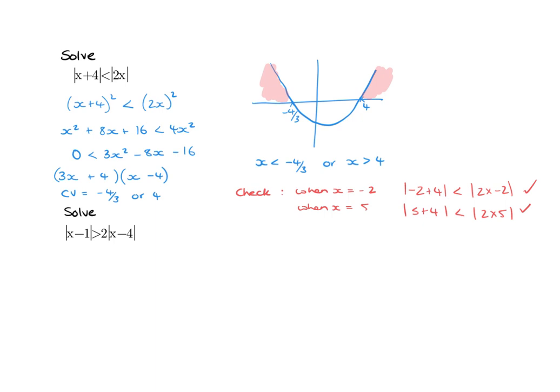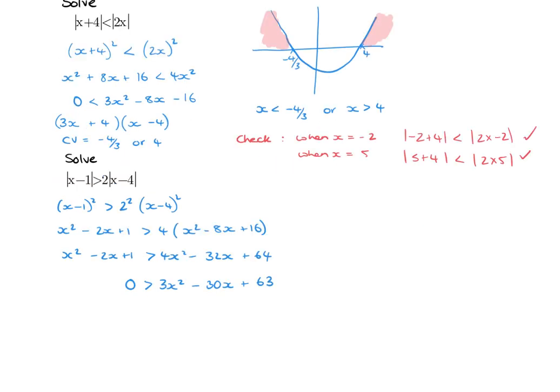My second example, we're going to use the same method. It's a little bit harder because when we square it, we have got that 2 on the outside of the modulus that we do also need to square. So this is going to give me x minus 1 squared is bigger than 2 squared multiplied by x minus 4 all squared. Let's expand this and simplify.